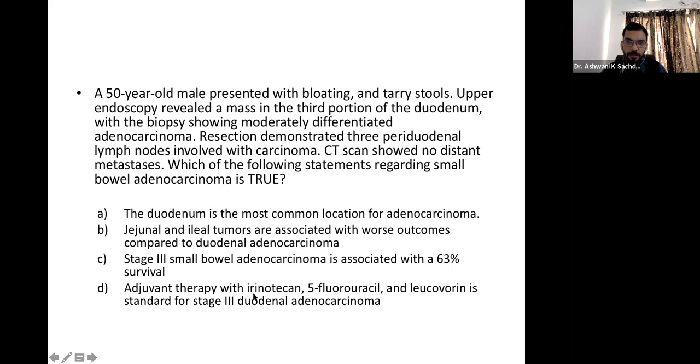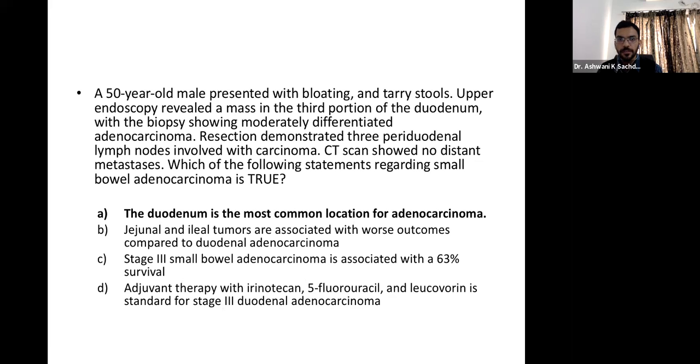And adjuvant therapy with FOLFIRI is not the standard, because there is no standard for adjuvant treatment in adenocarcinoma. You can give Folfox, Capox, or single agent 5-FU. Even then, irinotecan, as it was not given in adjuvant therapy for colon, also there is no use of giving irinotecan in adjuvant therapy. So it is not recommended also.